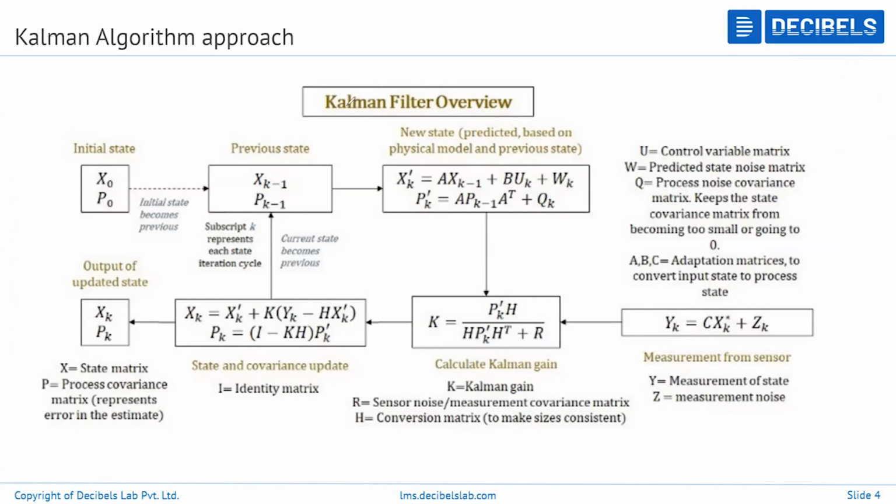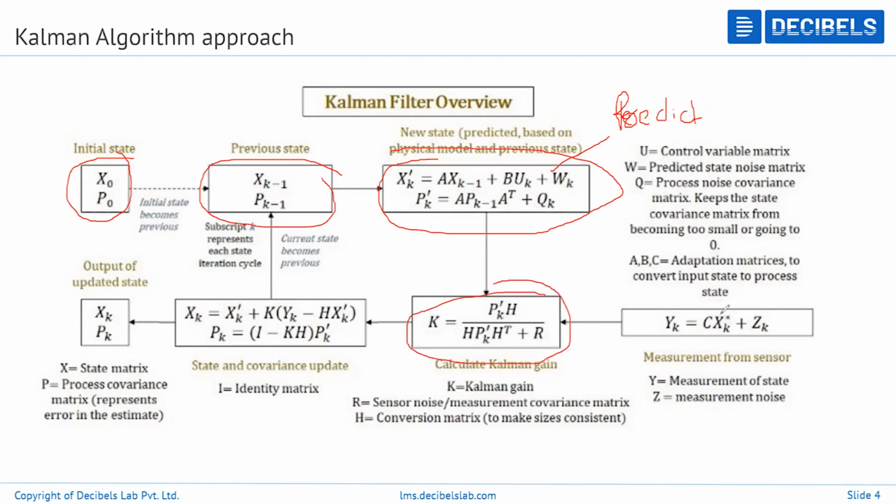So here you can see on the flow diagram, or something like a block diagram, there is some initial state, previous state, and the new state, or you can say the predict step. And then Kalman gain and measurement from the sensor, and the update step.